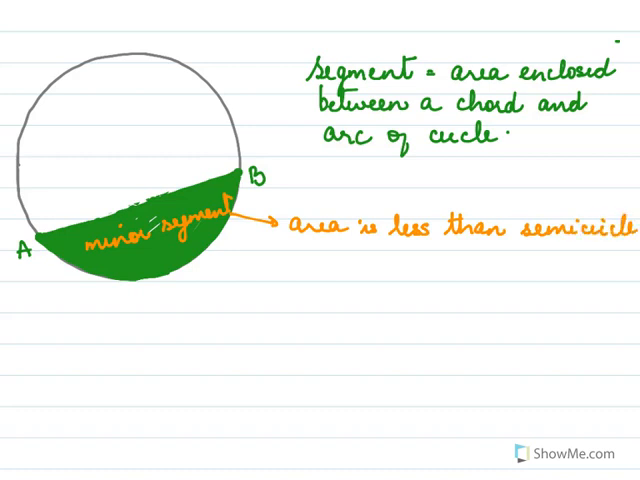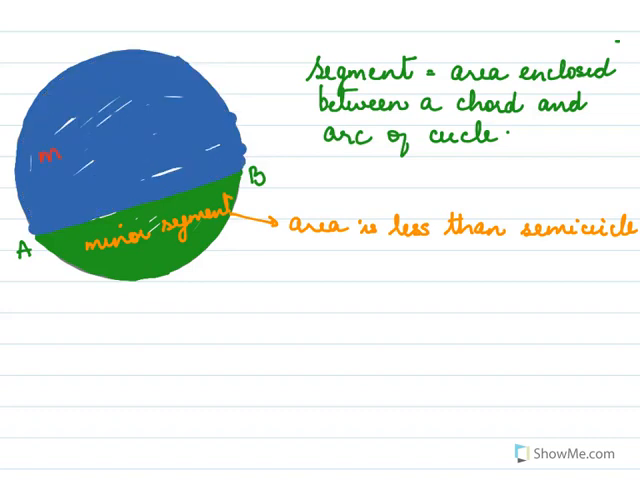And on the other side we have the major segment. So this is the major segment. Again, it is also enclosed by a chord. This is the chord AB, and the arc. This is the major arc, however. So this blue colored region is the major segment, whose area, you'll definitely agree, is more than the semicircle.